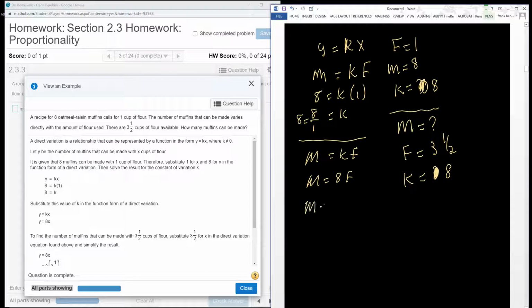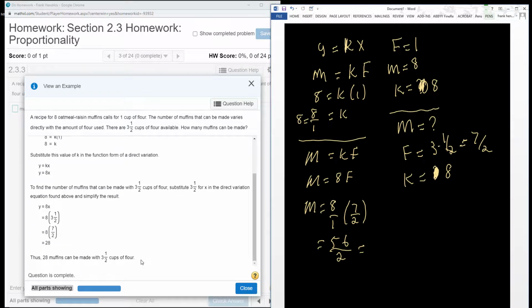So the number of muffins that can be made when we have 3.5 cups: 3 times 2 is 6, plus 1 is 7. That's 7 over 2. So I have here 8 over 1 times 7 over 2, which gives me 56 over 2. What's that going to be? 28. So the number of muffins that can be made is 28.